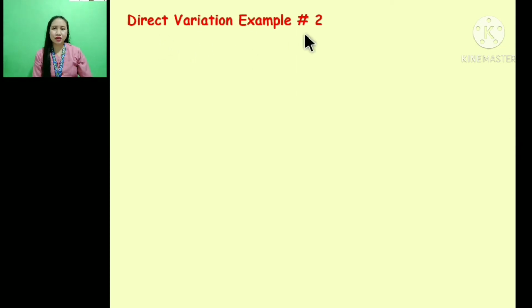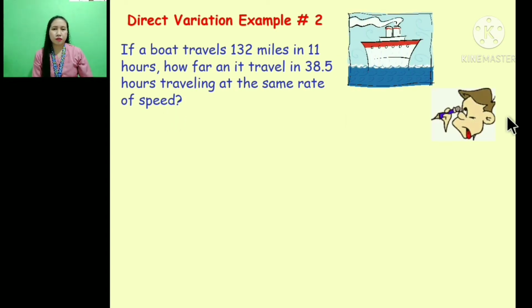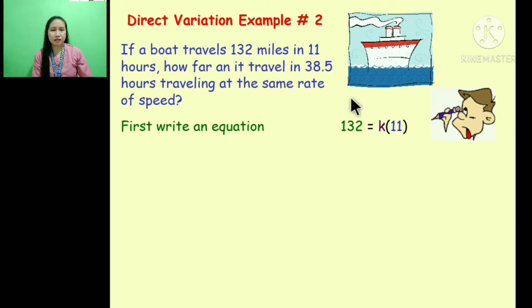Next, direct variation example number 2. If a boat travels 132 miles in 11 hours, how far can it travel in 38.5 hours traveling at the same rate of speed? Okay, first, write an equation. 132 is equal to k multiplied by 11. So our y is 132 miles and our x is 11 hours.